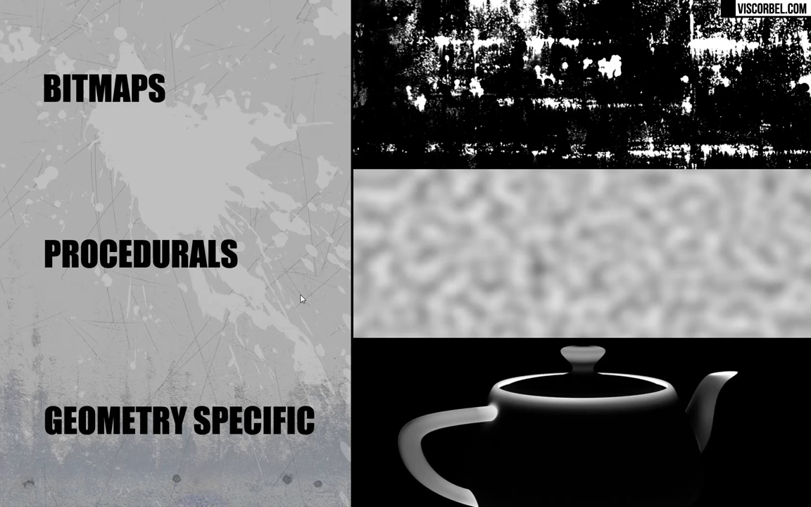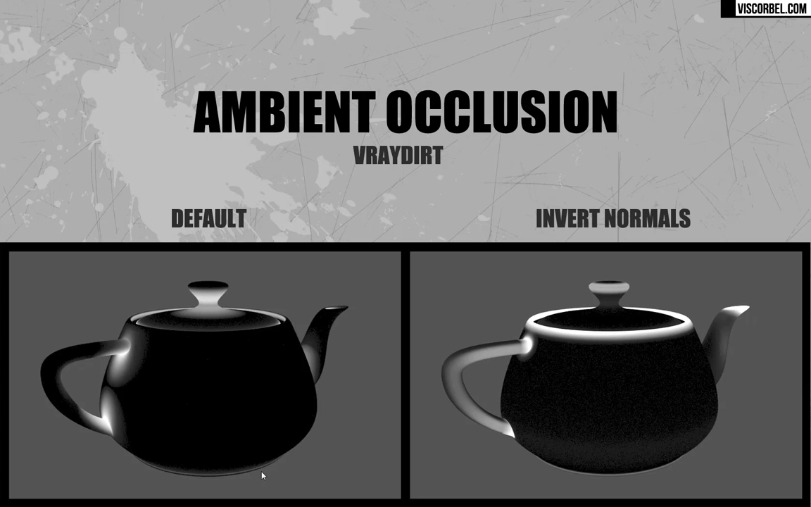Okay, and next you have the geometry specific masks. And these masks are generated from the 3D model of your object in 3dsmax or vray when the rendering is happening. So these are pretty useful. So let's look at some examples of geometry specific masks.